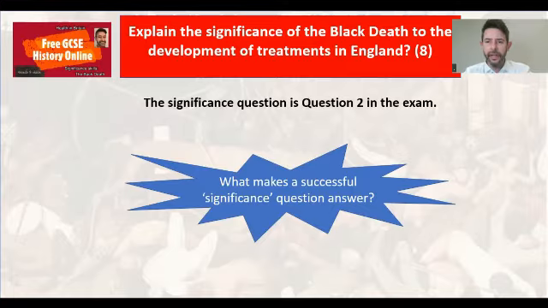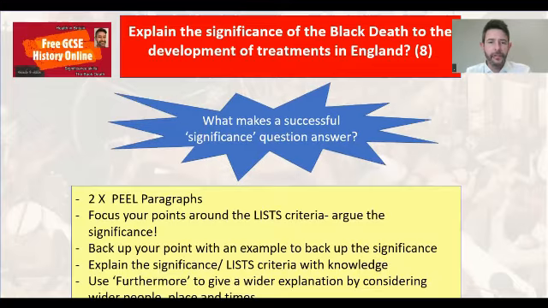So what does make a successful answer? Again, if you want to play along with the game, you can have a think. Okay, well, pause me, have a think. What do you think would make a successful answer? If you've seen many of my videos, I think you'll know what the successful answer is already. So 2 times PEEL paragraphs. We need 2 paragraphs. We need to explain 2 things to get 8 marks. Okay, so 2 okay explained things could get you up to 6 marks. 2 well-explained things with a furthermore could get you 8 marks.